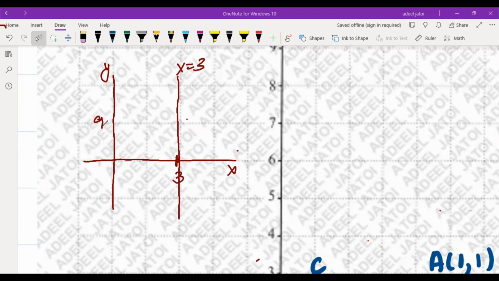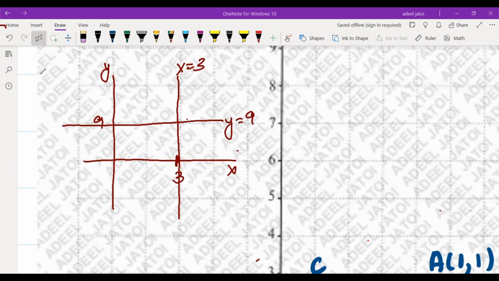And let's say this is 9. So this should be y is equal to 9. So whenever you have a horizontal line, this will be y is equal to 9. And when you have a vertical line, this will become x is equal to 3. So the reflection line will be given to you in different ways.